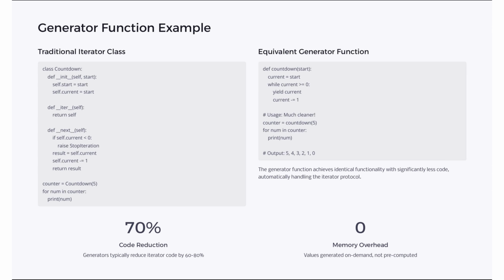Consider a countdown example. A traditional iterator class requires explicit implementation of __iter__ and __next__ methods. In contrast, a generator function simplifies this with the yield keyword, reducing code by 60 to 80%. It efficiently generates values on demand, minimizing memory overhead while maintaining functionality.